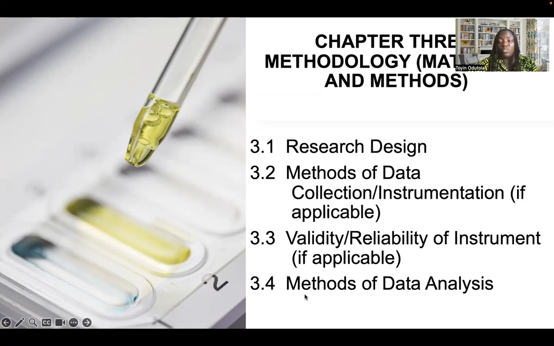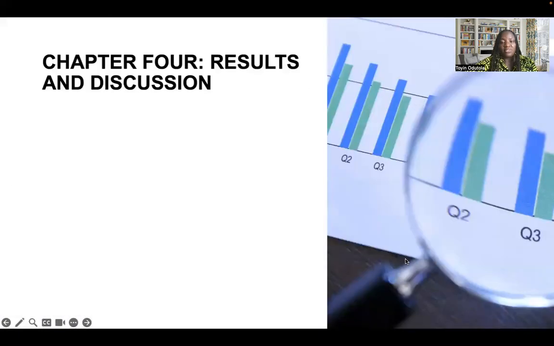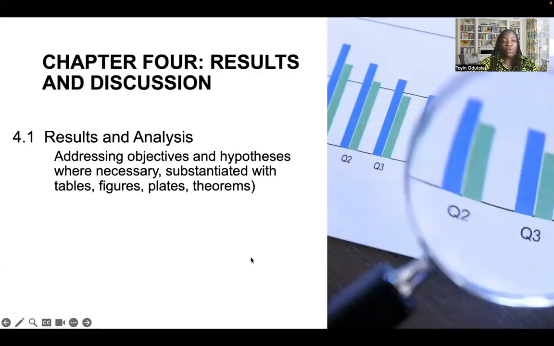But the two compulsory parts of this chapter 3 are your research design and your methods of data analysis. These two must be in your chapter 3. Chapter 4 is results and discussion. And for results, 4.1 will be results and analysis. Here, you're addressing objectives and hypotheses where necessary, substantiated with tables, figures, plates, theorems, etc.